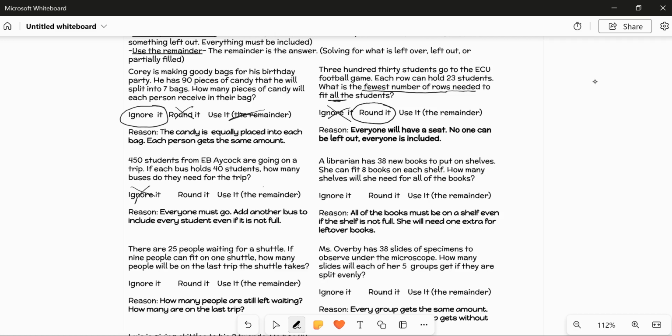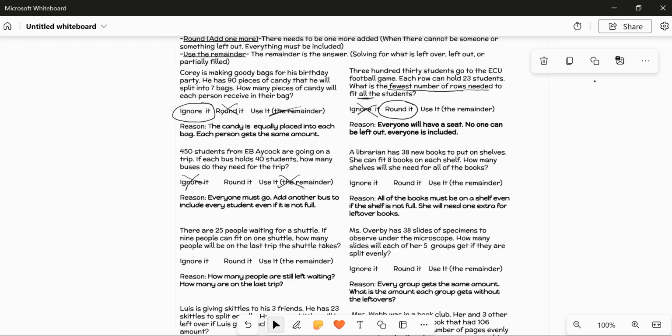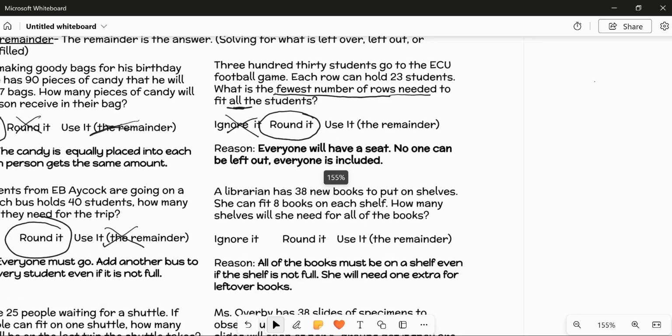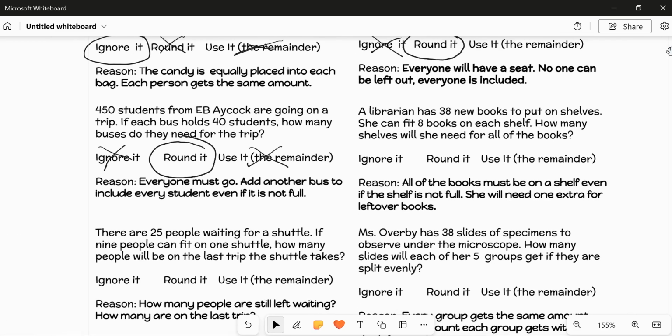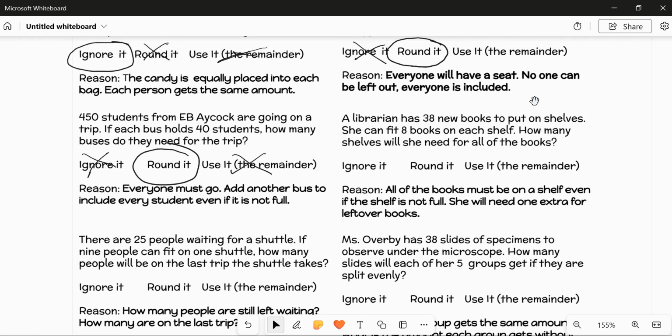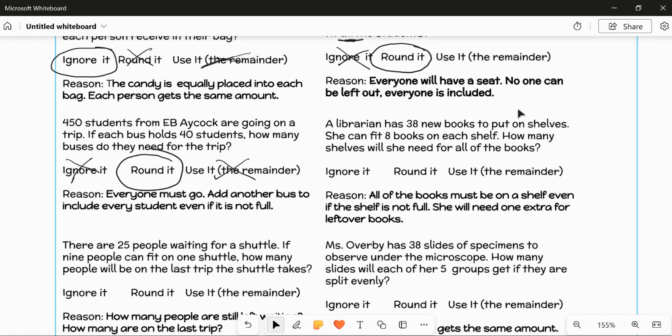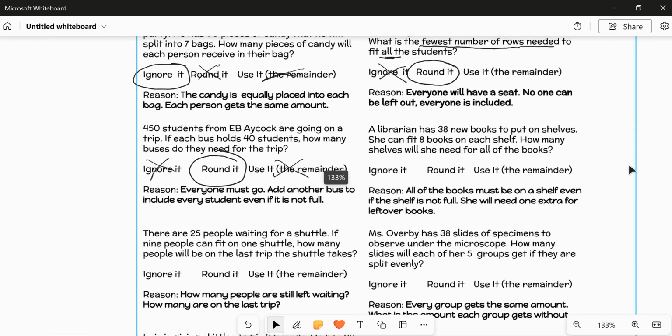Is the remainder important? Absolutely. However, they're not asking about what's left over. They want to know how many trips or how many buses they need. And if we want to include everyone on the trip, we're going to have to add one more so that everybody can go. This might mean that we add another bus, and that's okay, even if it's not full.